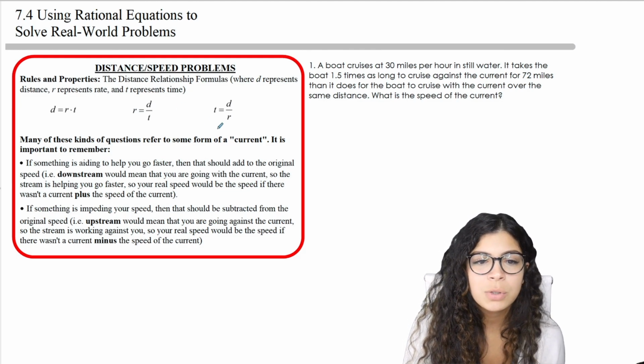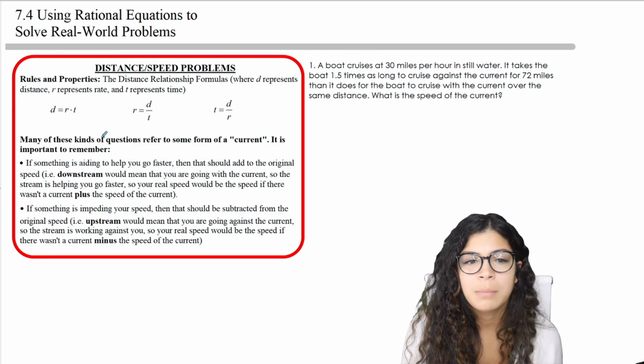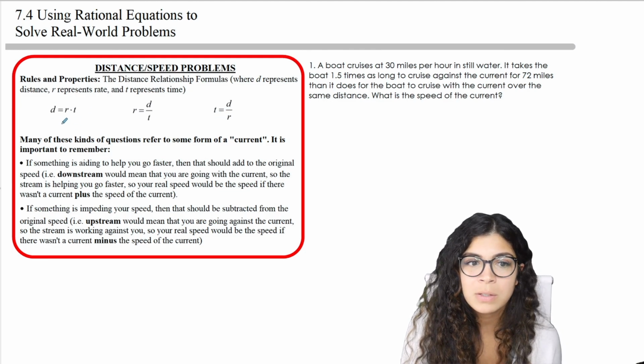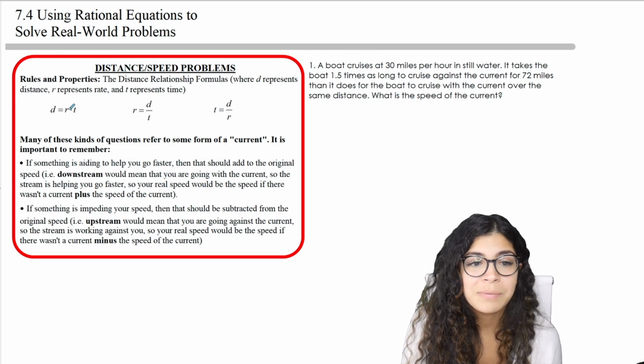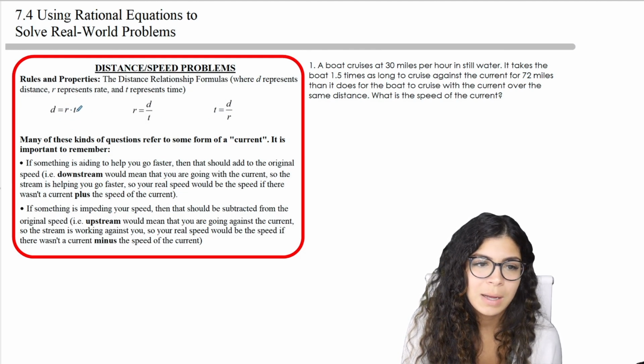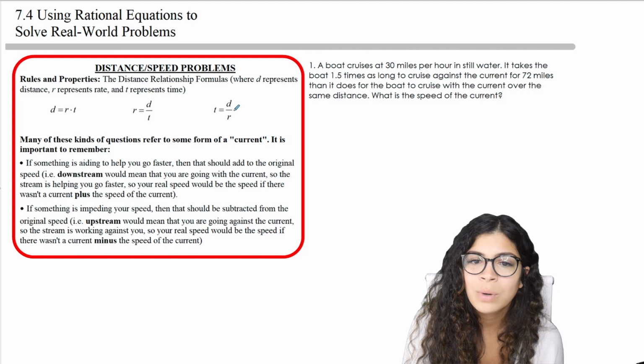Now, these two other equations just come from solving this one. So solving for rate, we would divide by t, so we get rate equals distance divided by time. And to solve for t, we would divide by r, so we get time equals distance divided by rate.